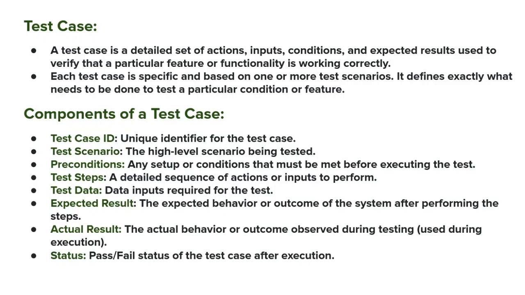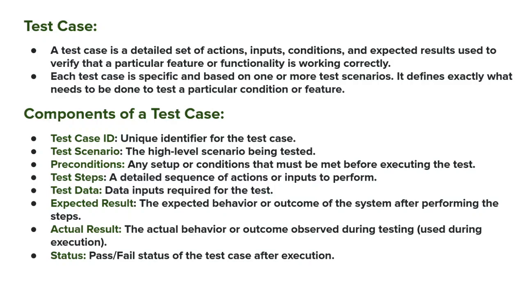Expected result. Whenever you perform this test step, what is the expected behavior or the outcome of the system after performing the steps? Whenever you perform these steps, what is the requirement? What is the expected outcome? What should be the behavior when you perform this step? That comes under the expected result. And the expected result or expected behavior, we can get from the functional requirement document. So that document will have this information.